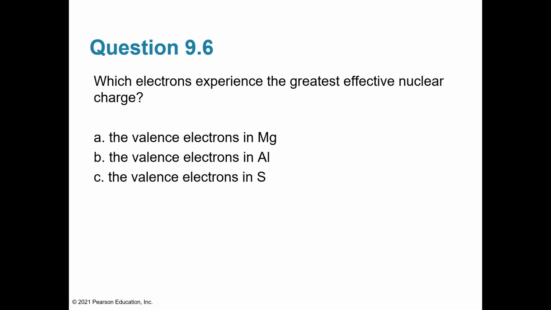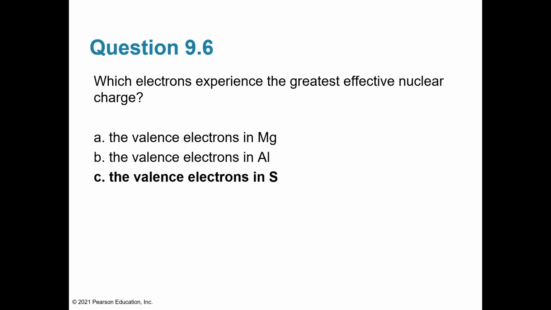Now let's test your understanding. Which electrons experience the greatest effective nuclear charge? The ones in magnesium, the ones in aluminum, or the ones in sulfur? So pause the video, figure this out, and when you're ready for the answer, click play.